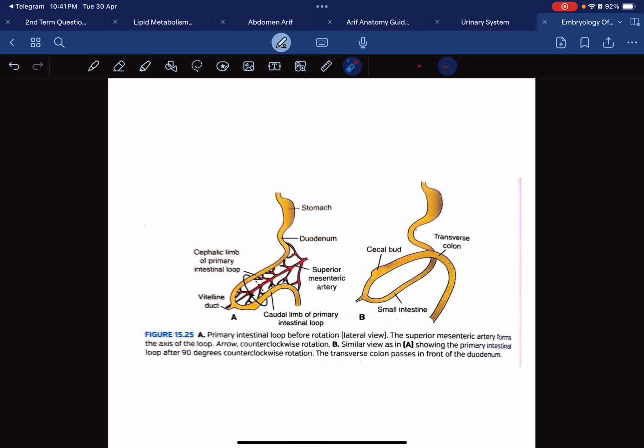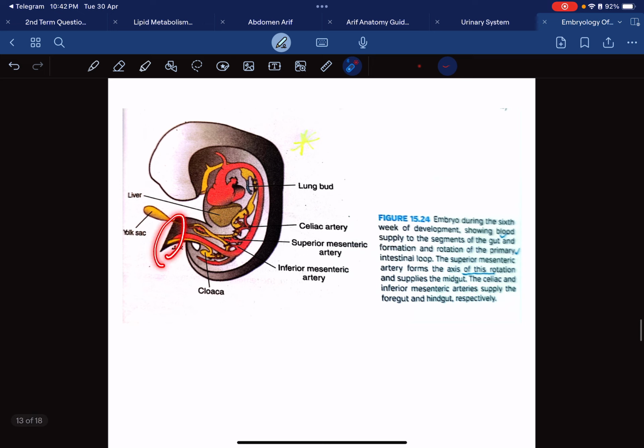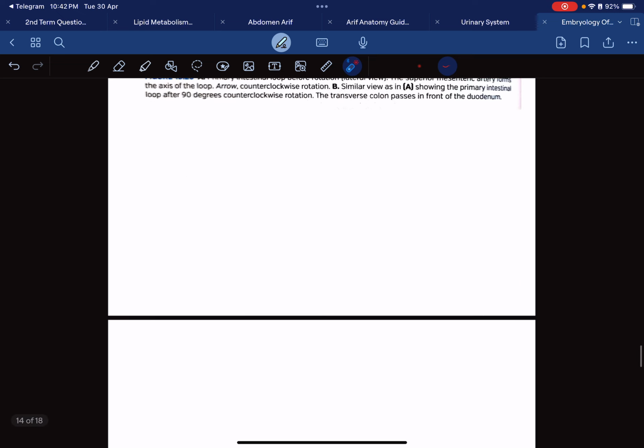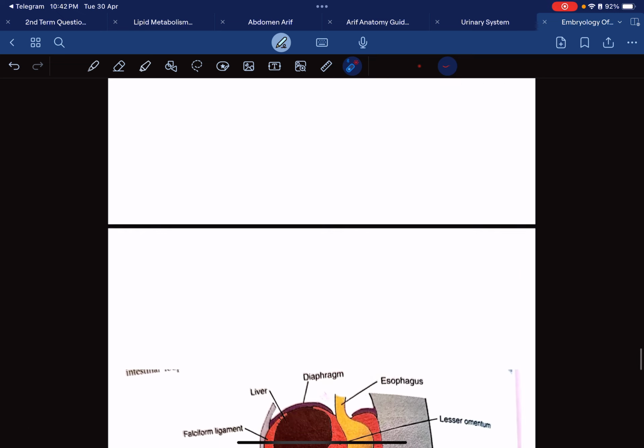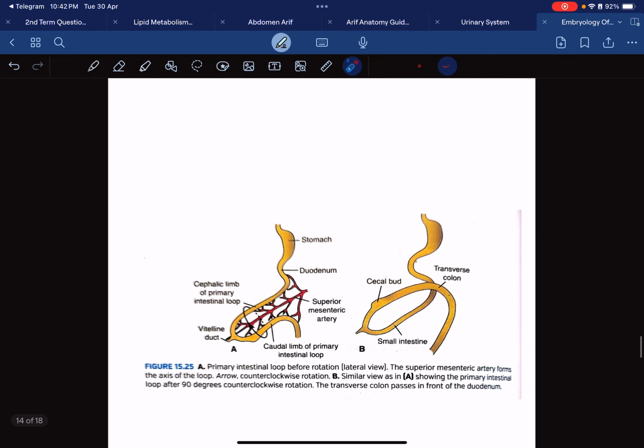Now, why did this physiological herniation occur, or why did the intestine leave through the umbilicus? It's because when the liver grows and other organs of the abdominal cavity start their development, and the intestine also starts development, there is not enough space within the abdominal cavity for the intestinal loops, so they herniate. That's the physiological herniation.